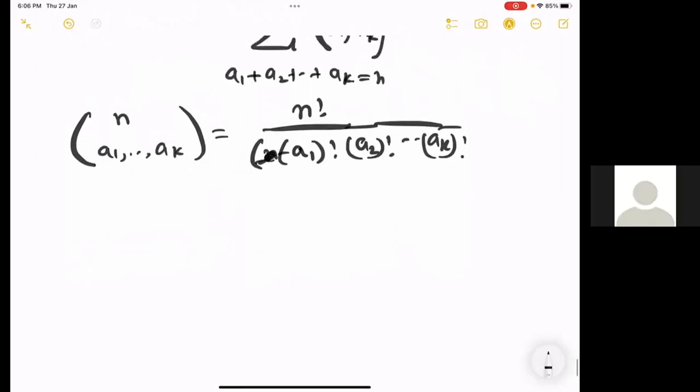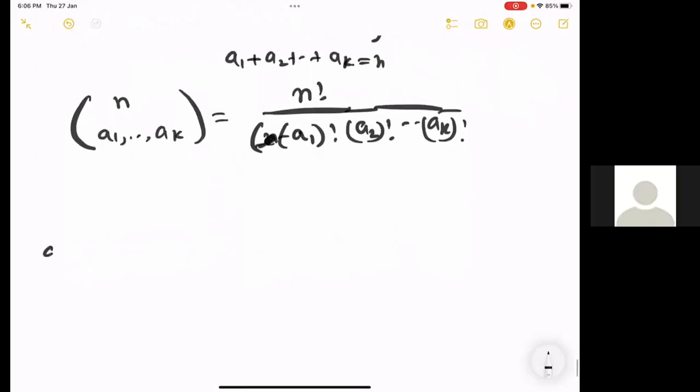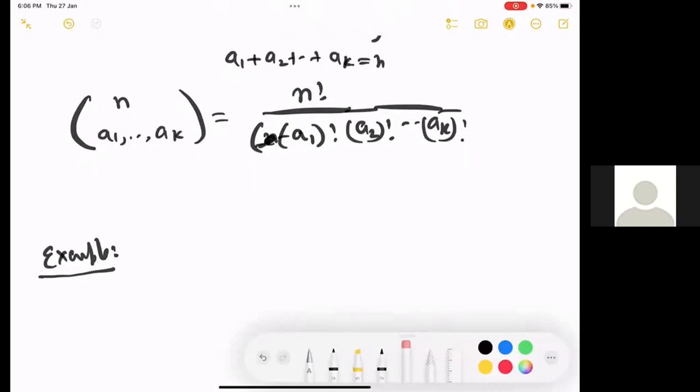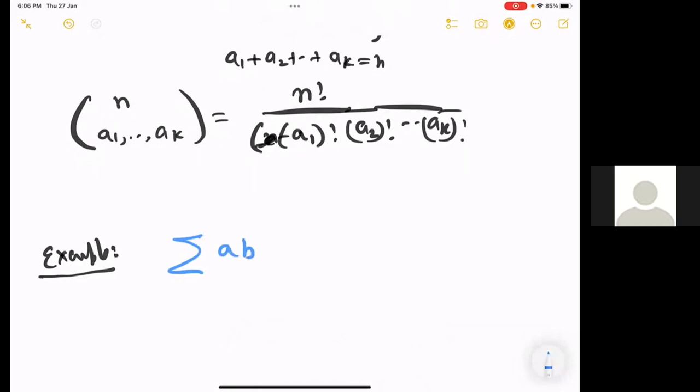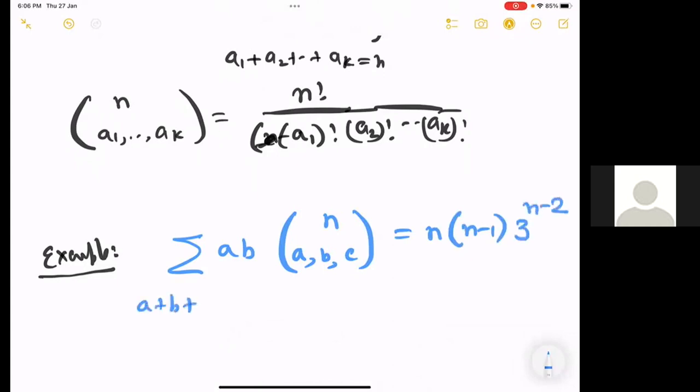Now I give you one example. Let's prove the following: n choose a, b, c, summed over all a, b, c with a plus b plus c equal to n, times a times b, equals n times n minus 1 times 3 power n minus 2. Let's prove it combinatorially.